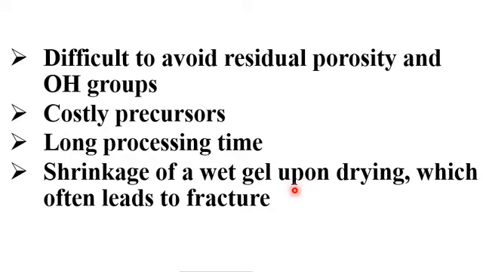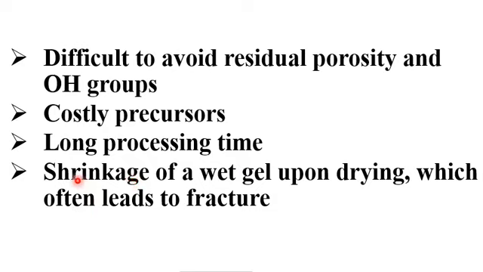Another disadvantage of the sol gel process is the shrinkage of the wet gel upon drying, which results in fracture. The structure of the film or nanoparticle achieved from the wet gel is usually damaged in the sol gel process, because when dried at higher temperature, stress develops in the structure, and there is a lot of porosity, and the structure is unstable. Due to this, the structure gets damaged.